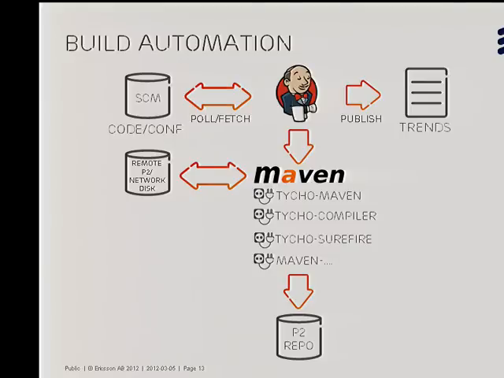So right now we have Jenkins configured to check for changes in the source code management, then retrieve the code and the configuration files, then hand over to Maven, and Tycho will then actually build all of our plugins. It'll go to our remote P2 or network disk to retrieve all the dependencies.